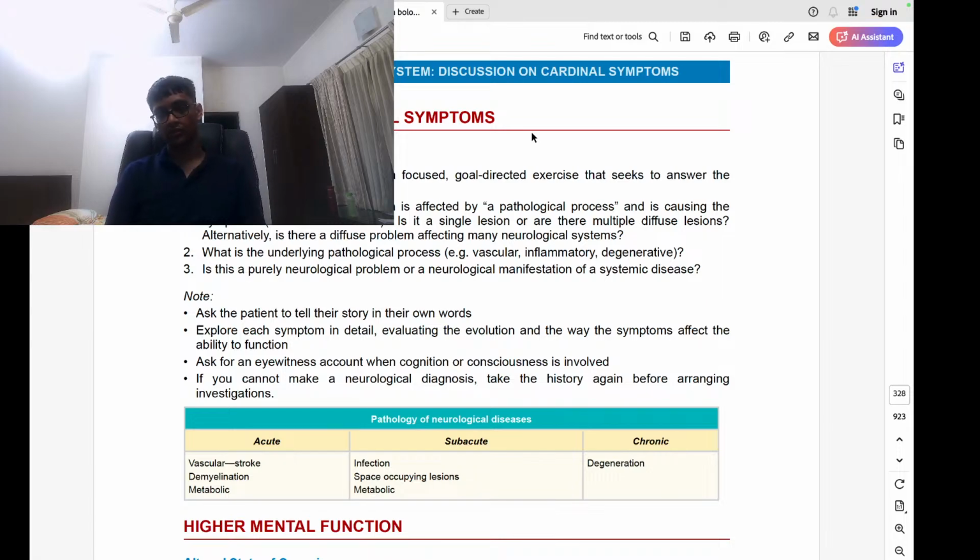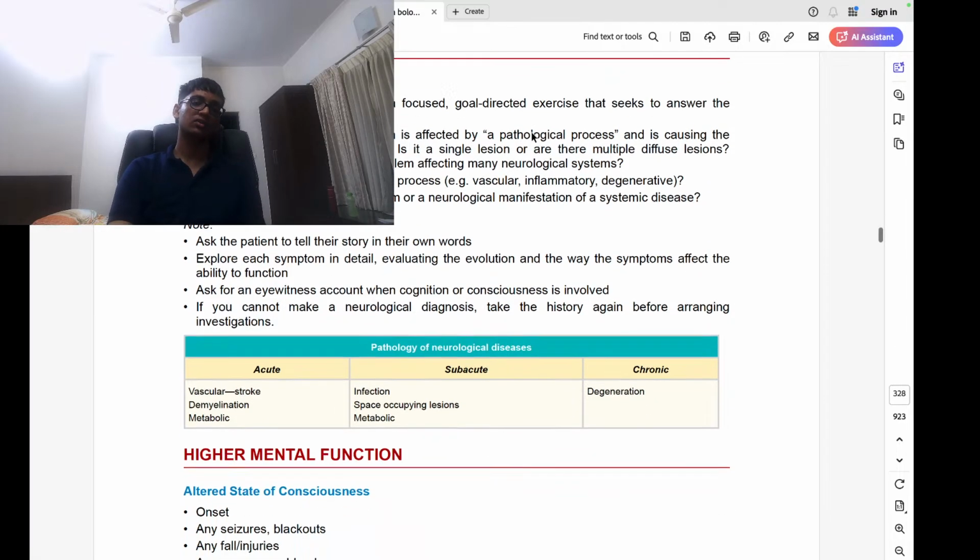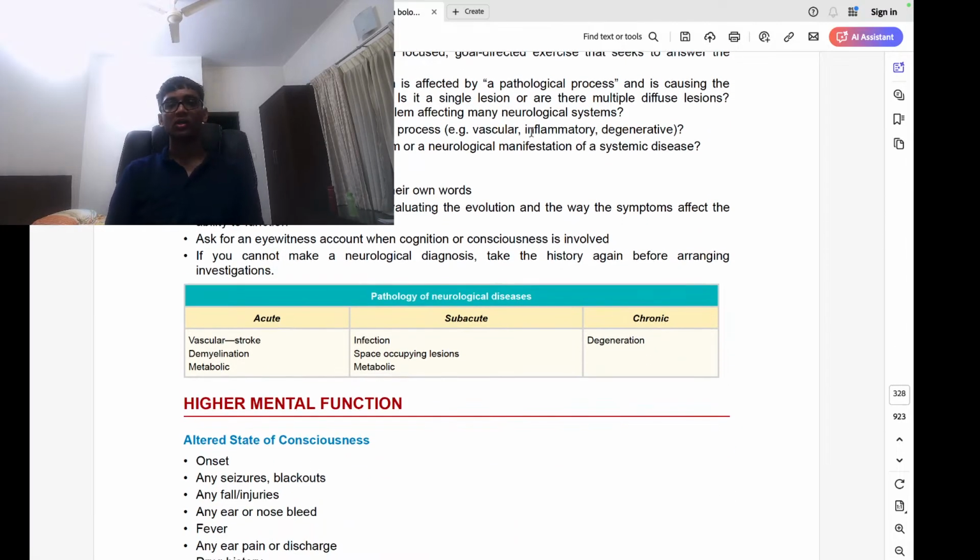So, pathology of neurological disease, you have acute, subacute, and chronic. Acute, you have vascular, which is stroke, demyelination, and metabolic. Subacute, you have infection, space occupying lesions, and metabolic. Chronic, you have degeneration.